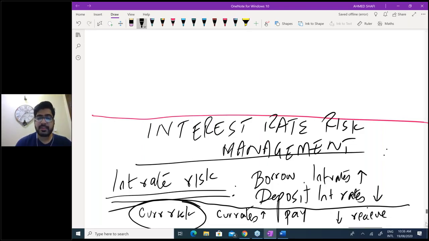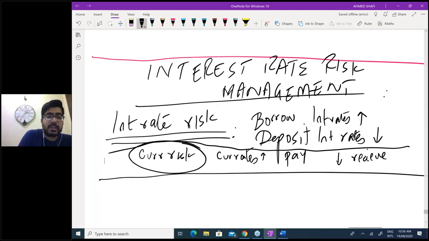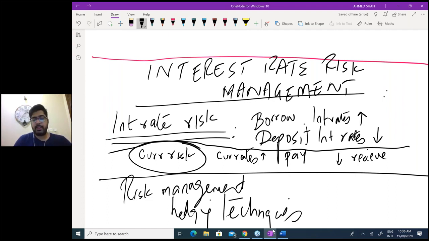Like currency risk, it is practically impossible to eliminate interest rate risk. You need to minimize or manage interest rate risk, and to do so you use some risk management hedging techniques. It is not possible to eliminate currency risk, and it is not possible to eliminate interest rate risk. You can only manage or minimize it through some hedging techniques.